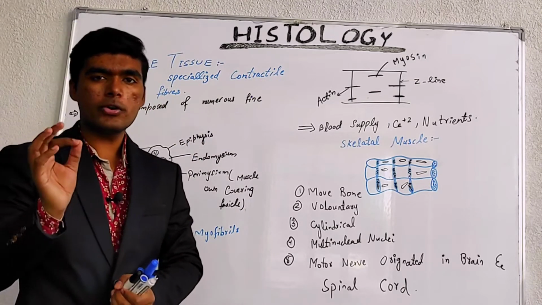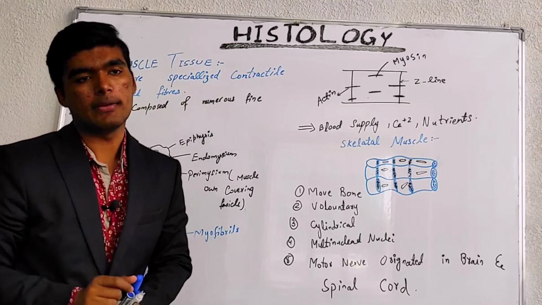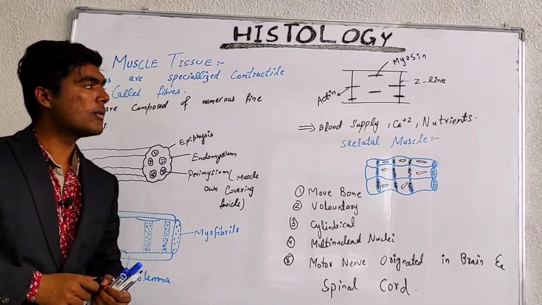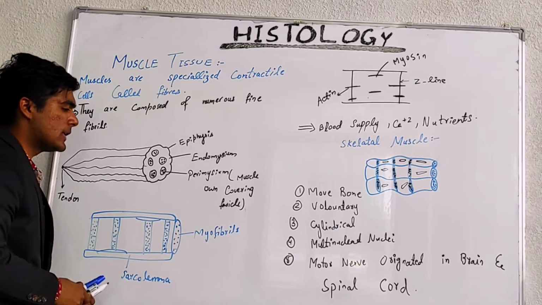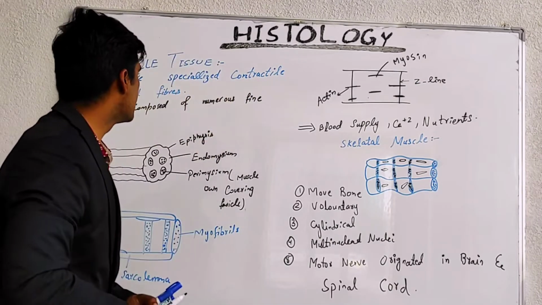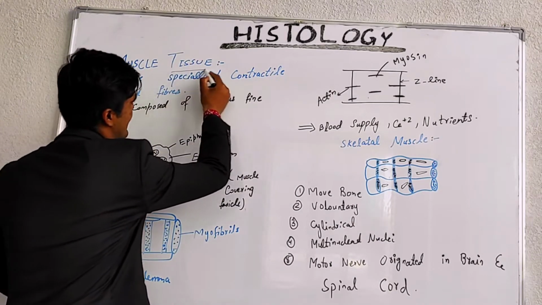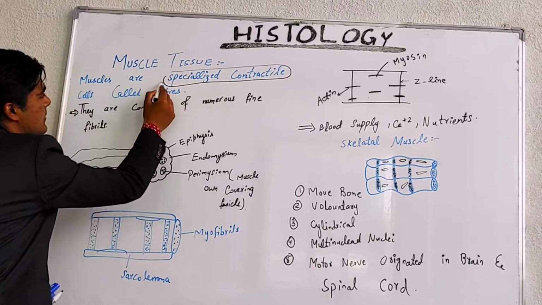Today we are going to talk about musculoskeletal system histology. We are going to study muscle and bone at a tissue level. So first of all, let's talk about the muscle at a tissue level. Muscles are basically specialized contractile cells that are called fibers.